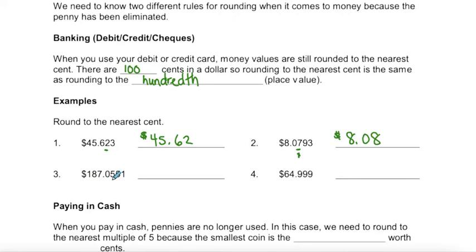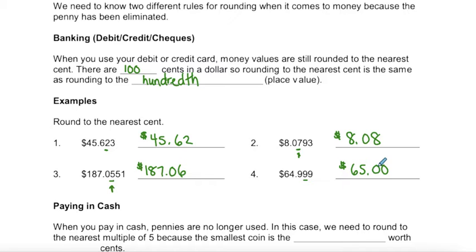For number 3, identify which number is in my 100th place value. I look to the right, it's 5, so I have to round that up to a 6. So it becomes $187.06. And lastly, what happens when we have 9s? Well, this 9 would tell this to round up to a 10, which would round this up to a 10, which would round this up to a 65. So $65 is the answer for number 4.